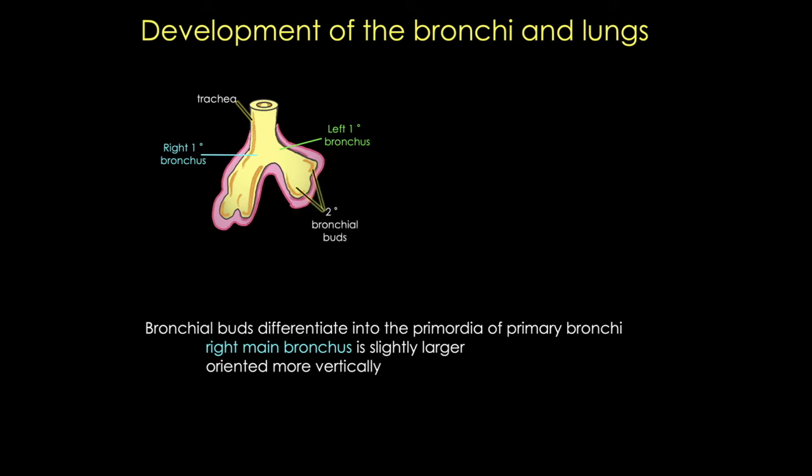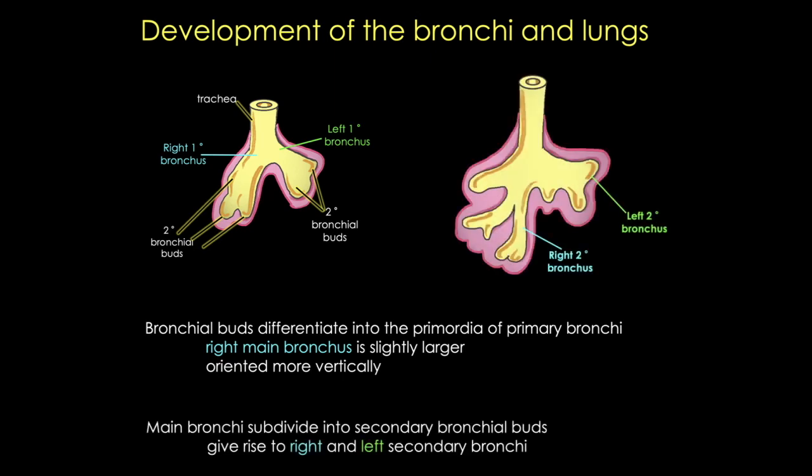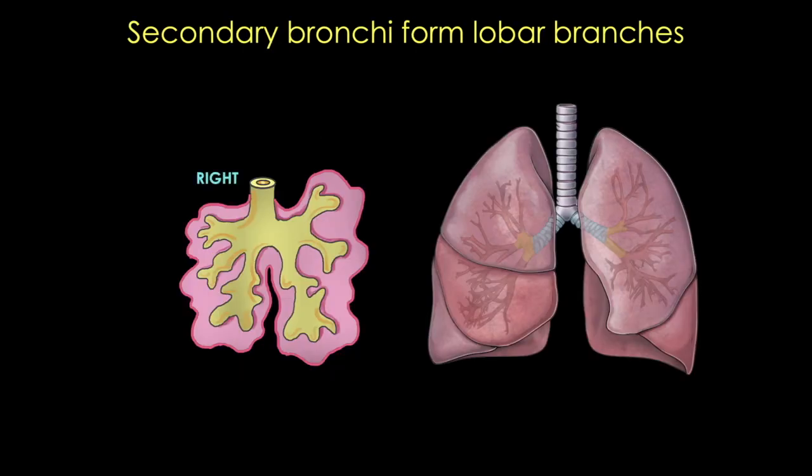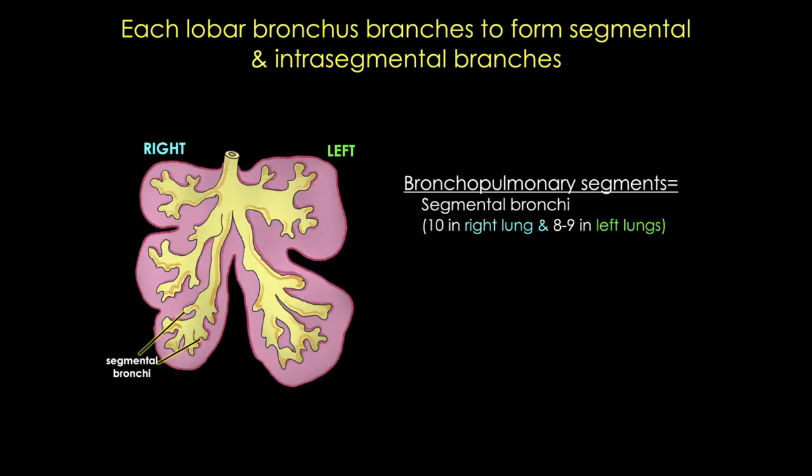Now, after that initial bifurcation, two buds of the secondary bronchi form on the left and three on the right, setting up the 5 lobes of the adult lung. Now, if we move forward a bit in time, we can see that on the right, we've formed the superior, the middle, and the inferior lobes of the adult lung, while on the left, we've formed the superior and inferior lobes.